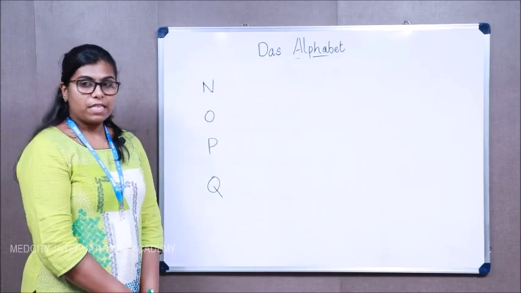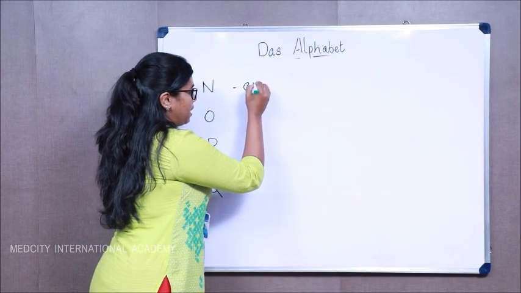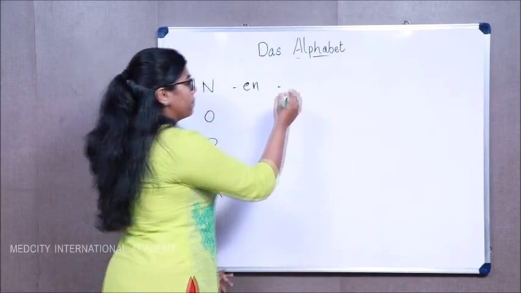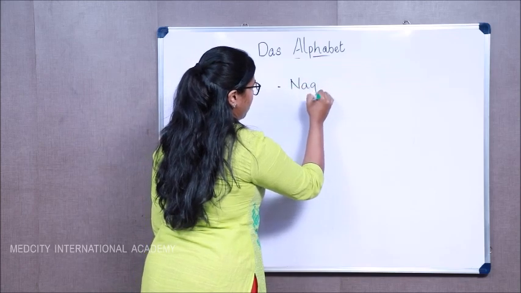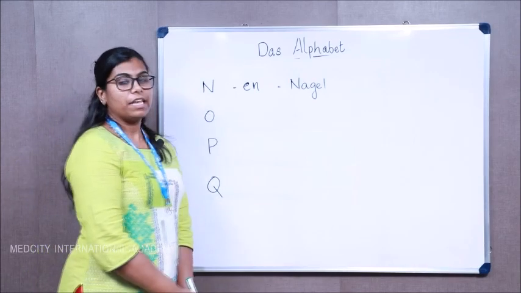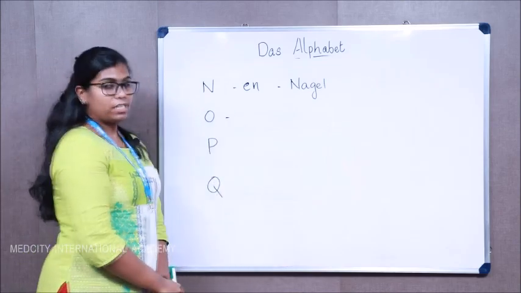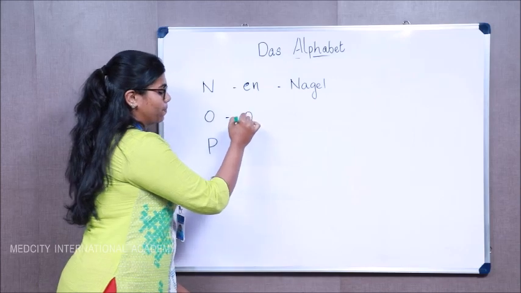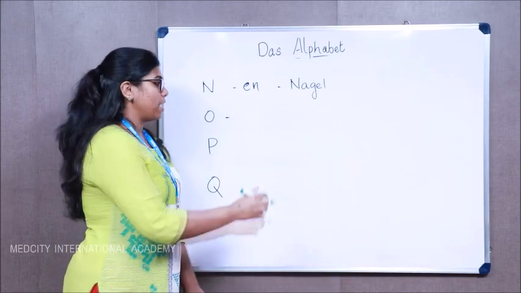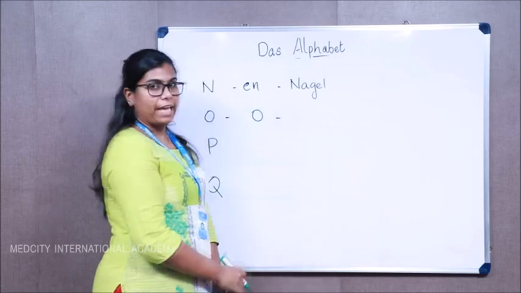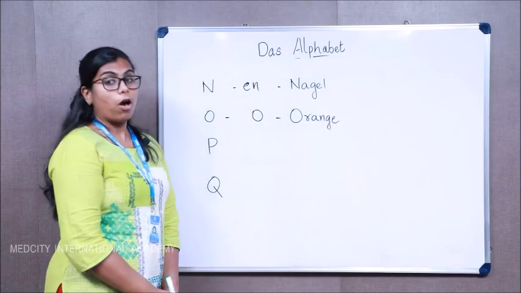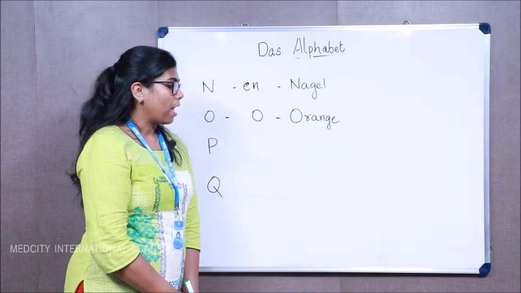The next alphabet is N. It is also the same as in English, N. For example, we can say Nagel. And it is nail. The next alphabet is O, and it is pronounced as O in German. For example, we can say die Orange. And it's orange.